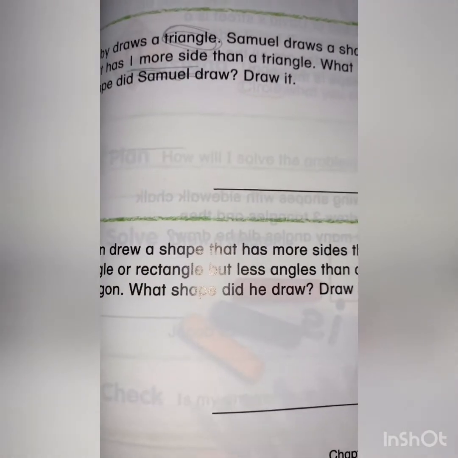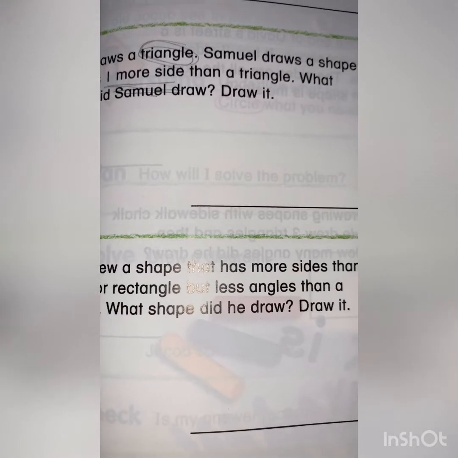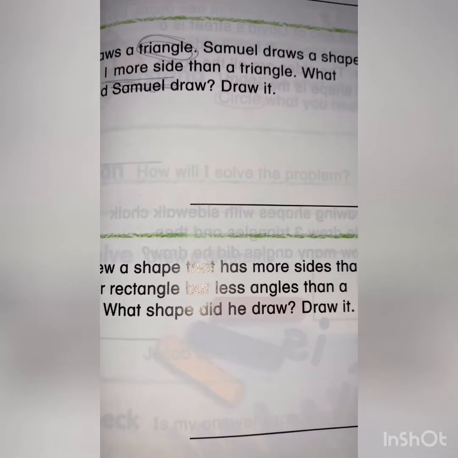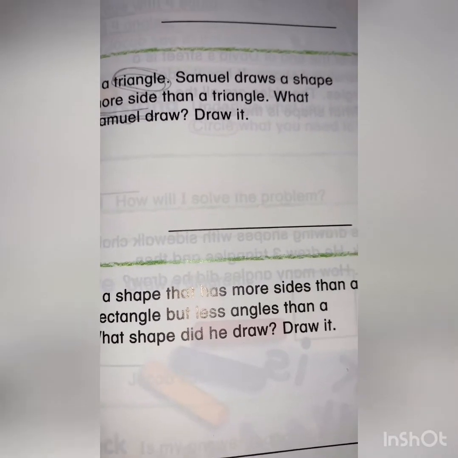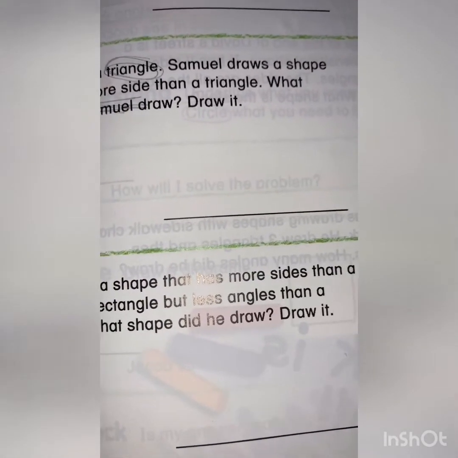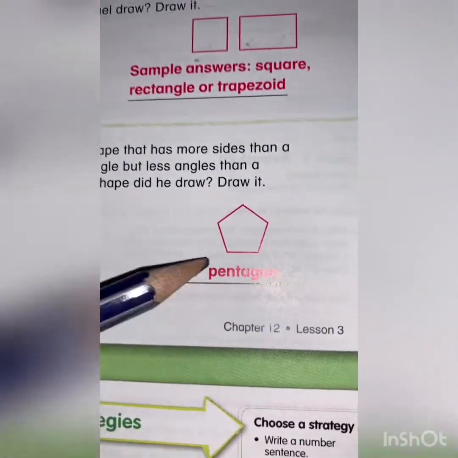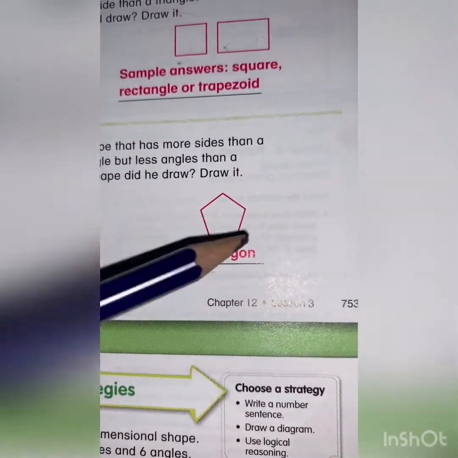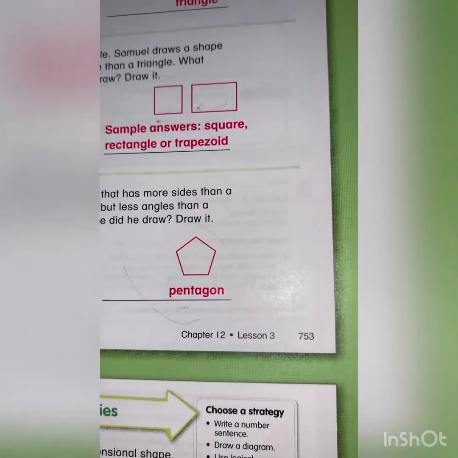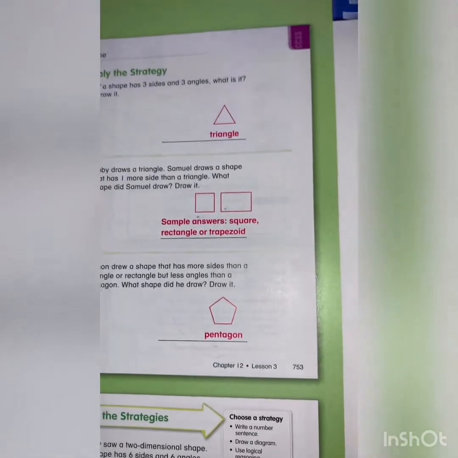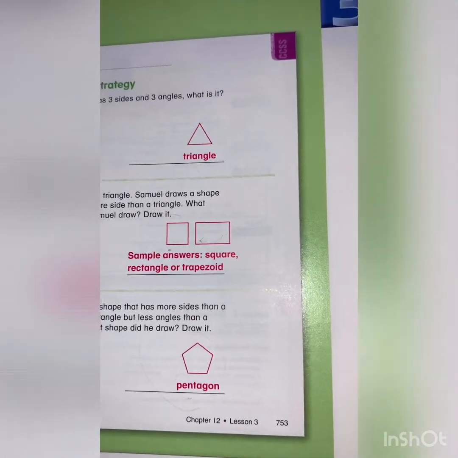So this shape has how many sides? If it's not 4, not 6. Yes, good job, 5 sides. So it's 5 sides, so it will be 5 angles. Yes, very good. So I think you started to know the shape. What is it? Yes, it's pentagon. 1, 2, 3, 4, 5. 5 sides and 5 angles. This is our shape. This was for page 753.